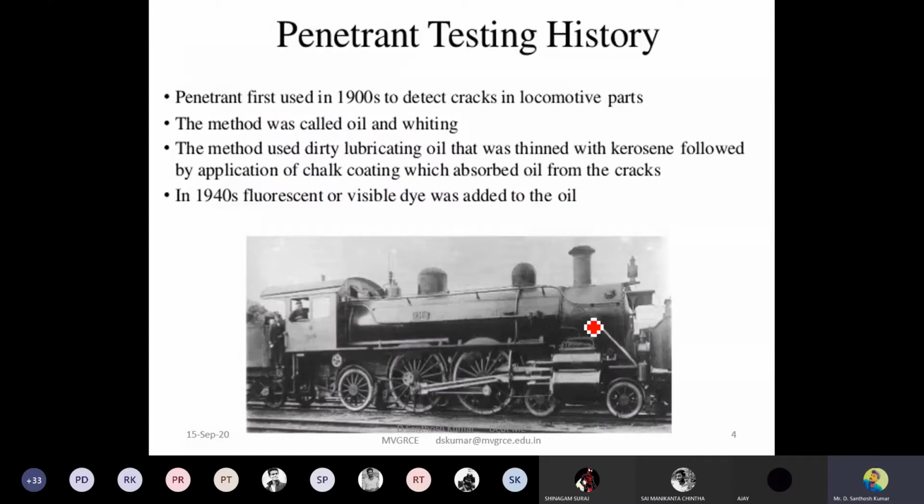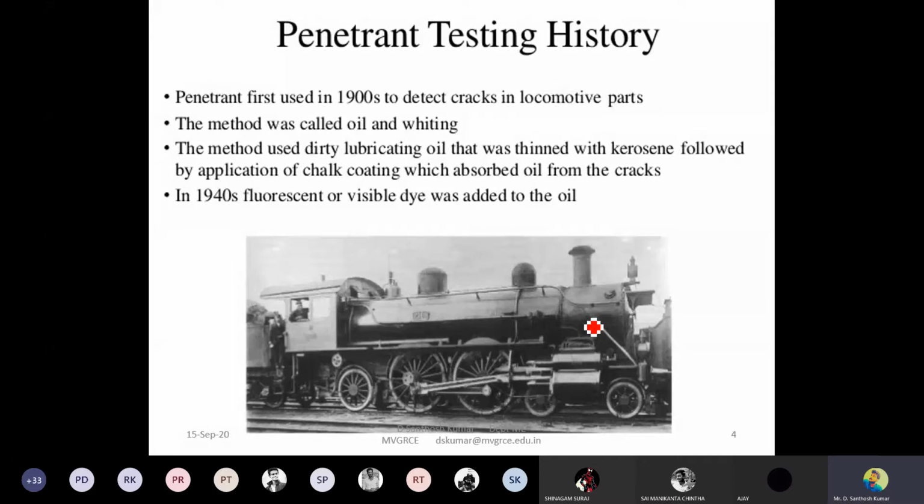So see, before going into depth, I would like to discuss some more things. The penetrant test is not a very old test, but it has some history also. Penetrants were first used in the 1900s to detect cracks in locomotive parts. A very old technique. That method was called oil and whiting.